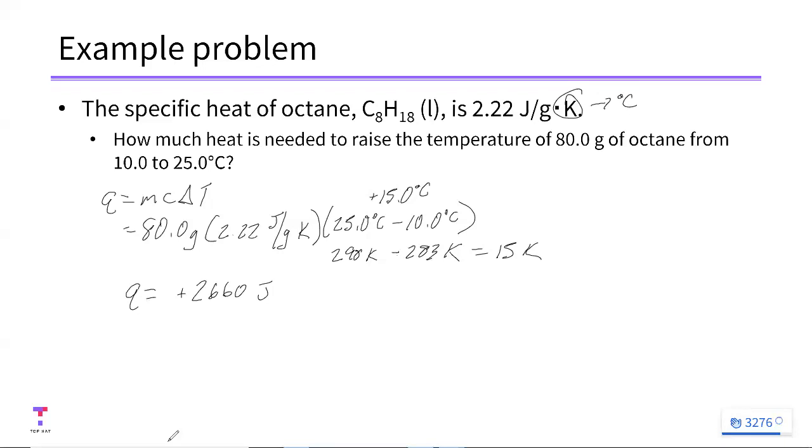So for heat calculations, this is about as simple as they get. This is the kind of question that you could have easily been asked in the last homework assignment and gotten through with no difficulty whatsoever. Any questions about this before we move on?